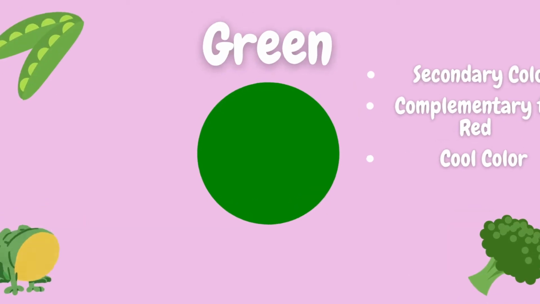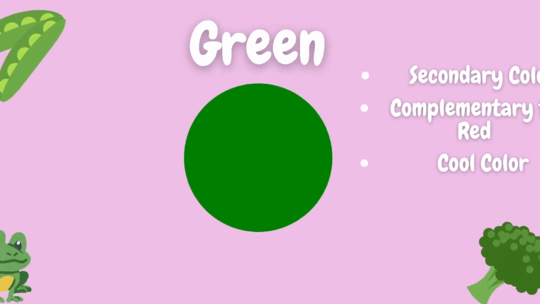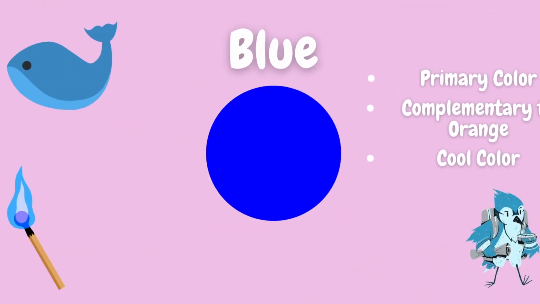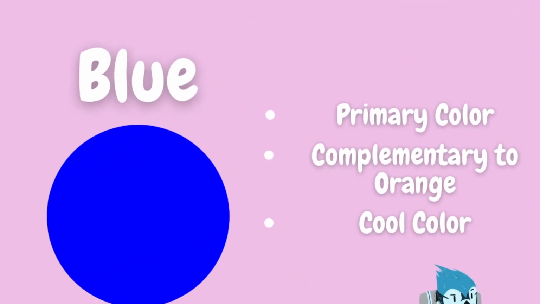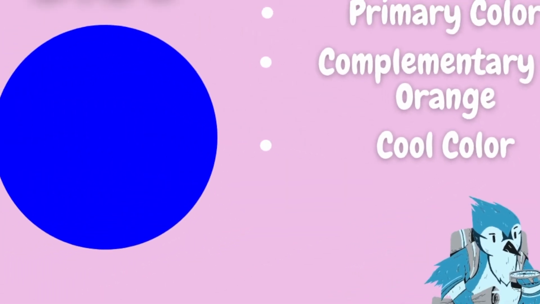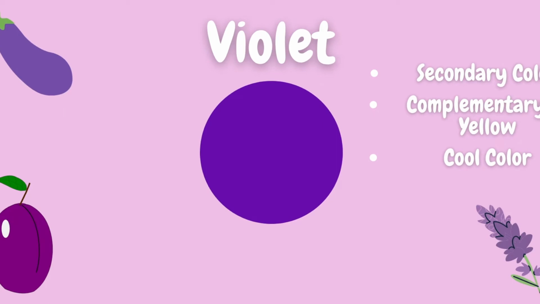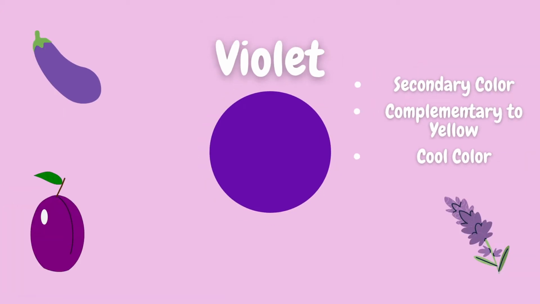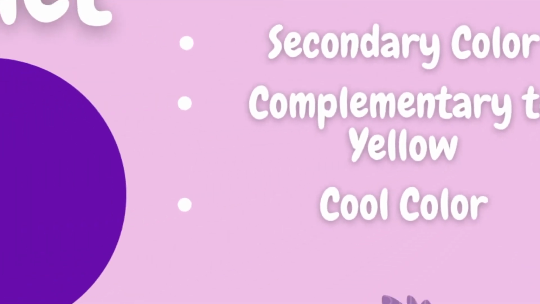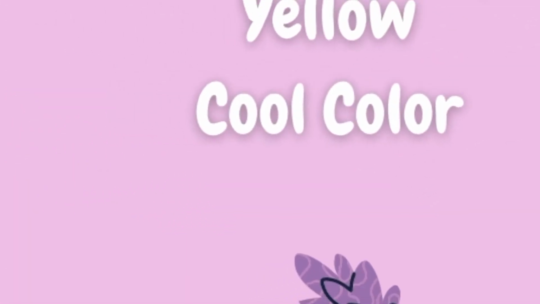Now we have green. Green is a secondary color, it is complementary to red, and it is classified as a cool color. Next in the rainbow we have blue. It is a primary color, it's complementary to orange, and it is a cool color. Finally, we have violet, otherwise known as purple. It is a secondary color, it is complementary to yellow, and it is classified as a cool color.